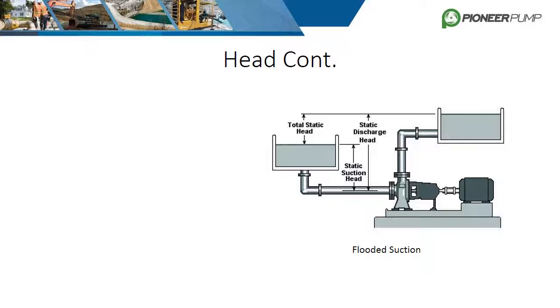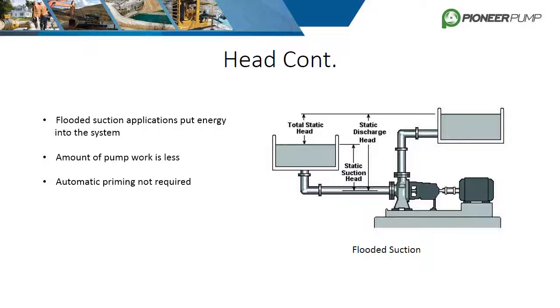Centrifugal pumps are often put into applications where the suction fluid is above the pump center line. This application puts head or energy into the system due to the help of gravity. This is commonly referred to as a flooded suction application. In flooded suction applications, the amount of work the pump must perform is much less due to the total static head distance being smaller than suction lift applications. Friction losses are still a factor, but gravity does most of the work on the suction side. Due to the constant gravity-fed supply of fluid, automatic priming systems are not required in these applications.